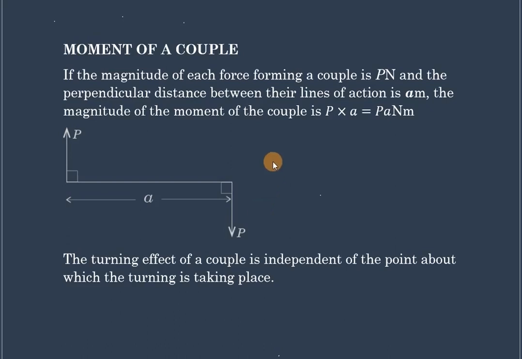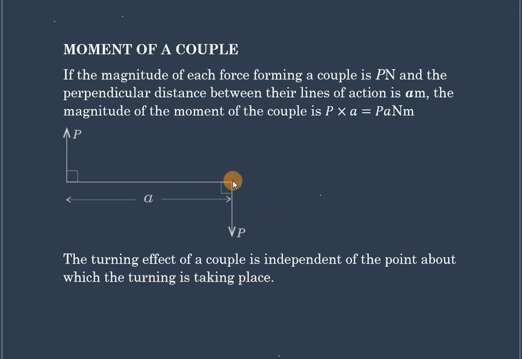Now the distance between the two forces is A. To get the moment of a couple, it is the product of one of the forces and the perpendicular distance between the two forces. So just get one of the forces and multiply it by the perpendicular distance between them. They have written this statement here: the turning effect of a couple is independent of the point about which the turning is taking place.